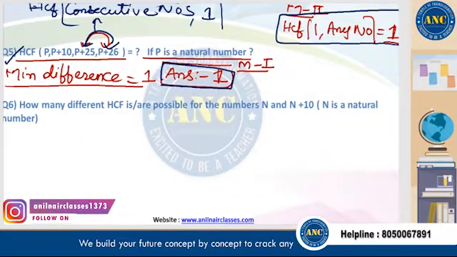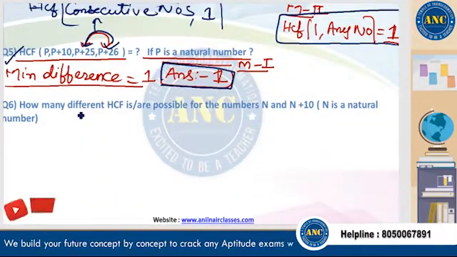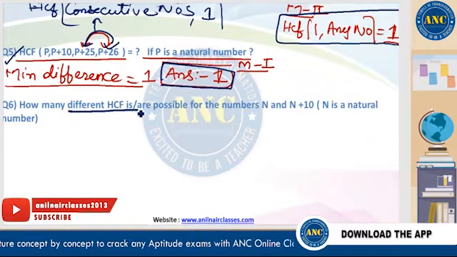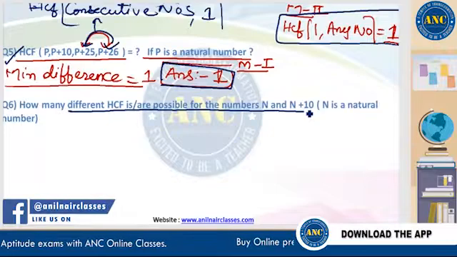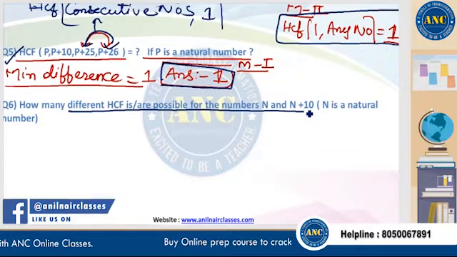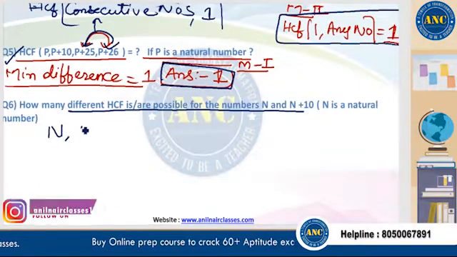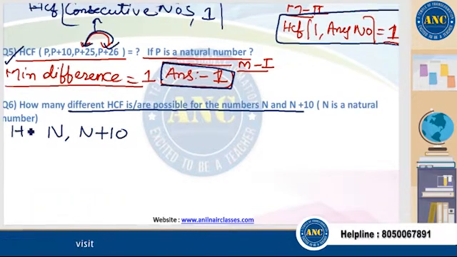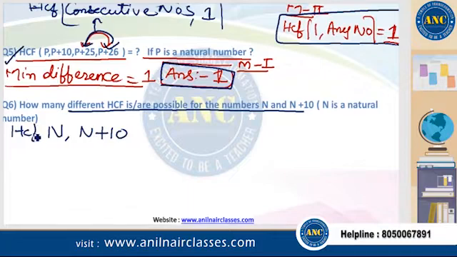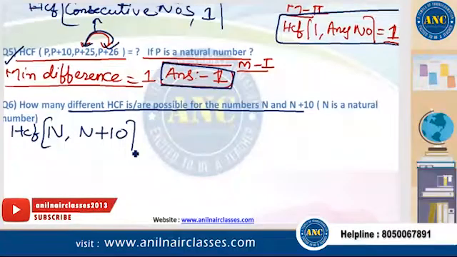I hope the idea is clear. Next one. How many different HCFs are possible for the given numbers n and n plus 10? There are two numbers, n and n plus 10. He is asking how many different HCFs are possible for these numbers.